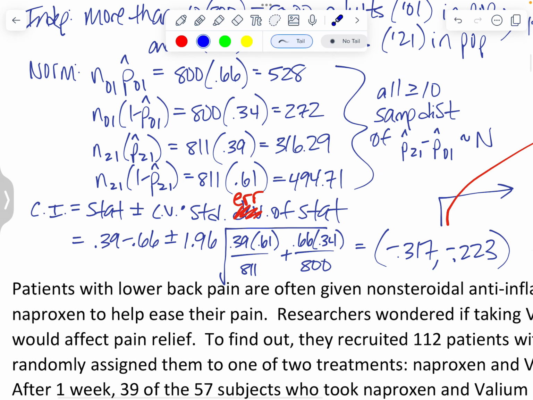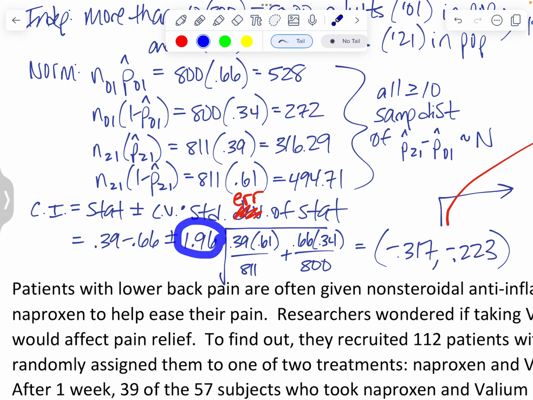So let me recap real quickly. The statistic was the difference of the two P hats that we had. And I am following the directions that they told me to do: 2021 minus 2001. This is the 2021 P hat. This is the 2001 P hat, okay?